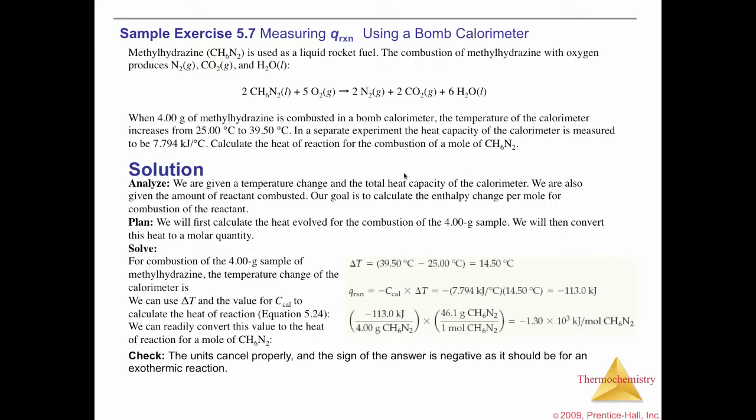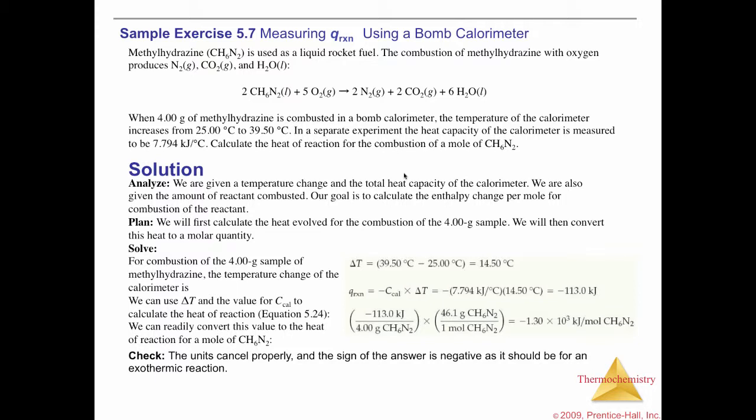We can use the temperature change and the value of the heat capacity of the calorimeter to calculate the heat of reaction. So we have that the heat of the reaction is equal to the negative heat capacity of the calorimeter times delta T. Our heat capacity of the calorimeter was measured to be 7.794 kilojoules per degree Celsius, and our temperature change was just calculated as 14.50, and that means that the heat of the reaction is negative 113 kilojoules. We can readily convert this value to the heat of reaction for 1 mole of methyl hydrazine.